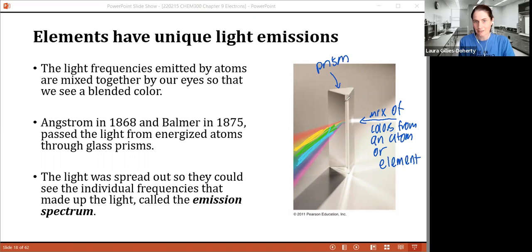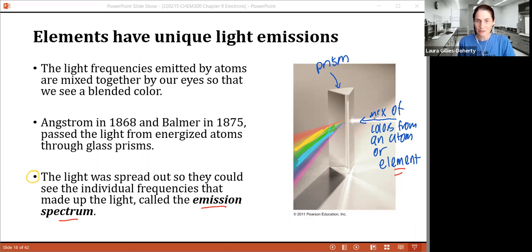And if you send that blend of light through a prism, you can separate it into individual bands called a spectra. So this light was spread out so they could see these individual wavelengths, and we know that we can correlate wavelengths to frequencies, so they could see the individual frequencies and wavelengths. This is what's called an emission spectra. They got elements to emit light by energizing them. They added energy to the system by hooking them up to some electricity. The elements then emitted light. They basically started to glow.